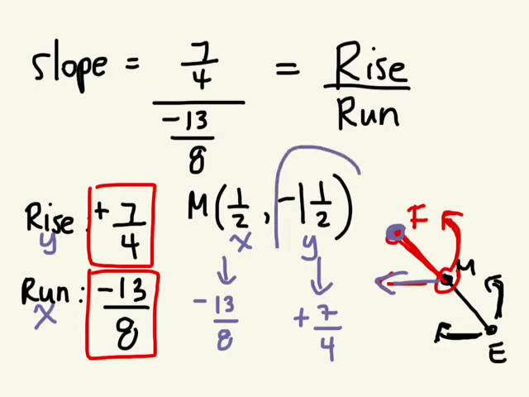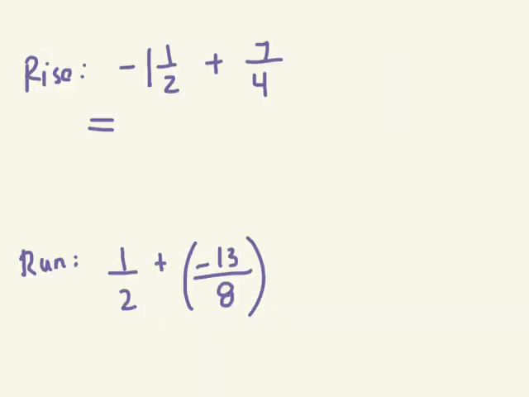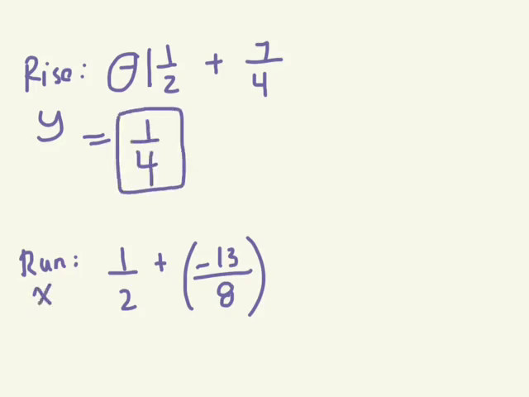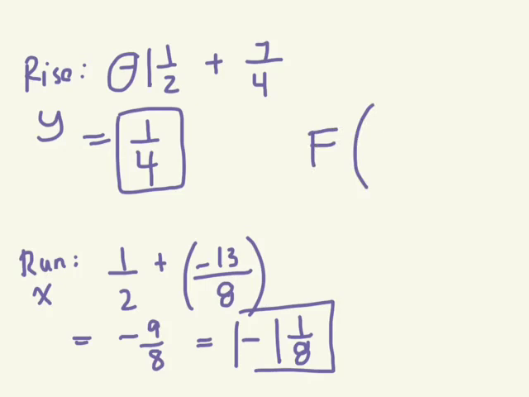Let's rewrite this part and this part to figure out the new coordinate. The new y coordinate is located at 13 over 4. And where's the new x coordinate located? Okay, we forgot to include the negative. It's not 13 over 4, it's 1 over 4. And the new x coordinate is located at negative 9 over 8, which simplifies to negative 1 and 1/8. Therefore, F is located at negative 1 and 1/8, and 1 over 4. This is my new x and my new y.